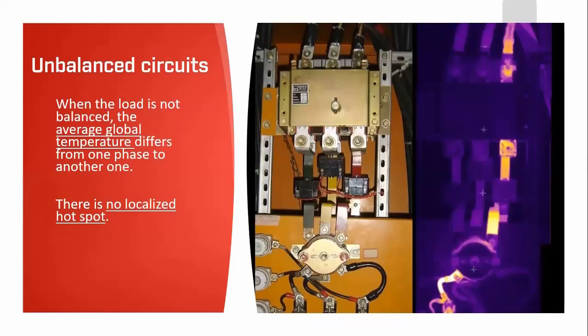When the load is not balanced, the average global temperature differs from one phase to the other. If we have a look at the thermal picture here, we can clearly see that the right-hand phase is warmer compared to the others, and there's no real localized hotspot.